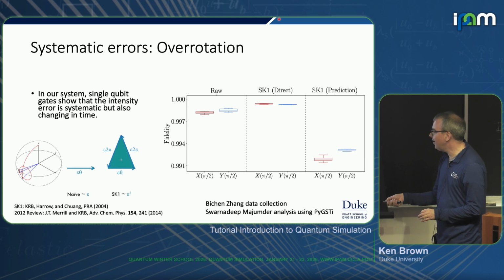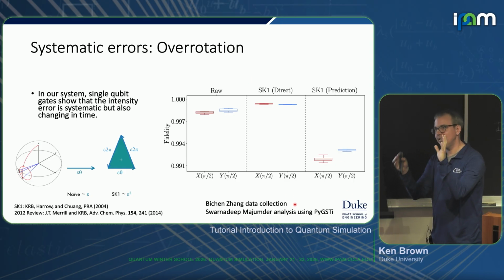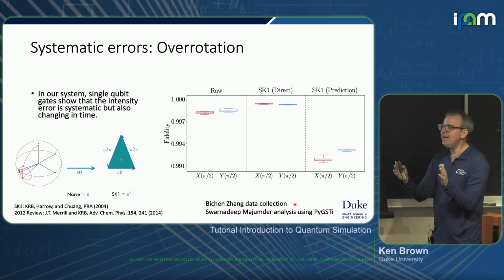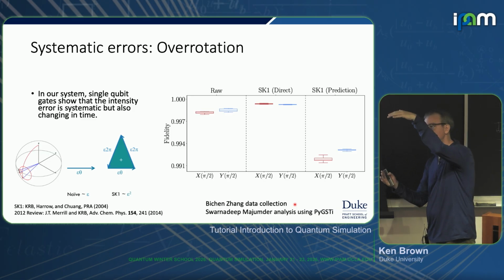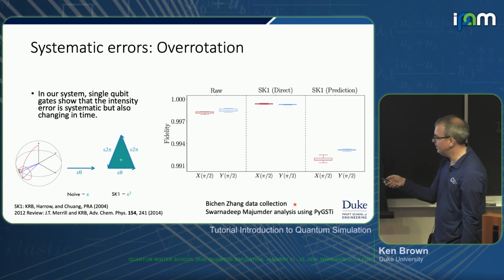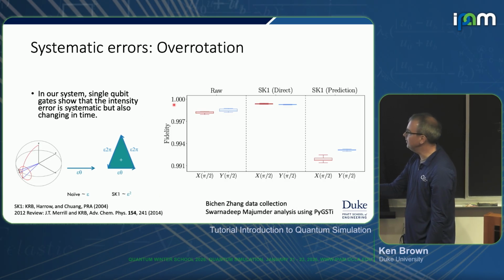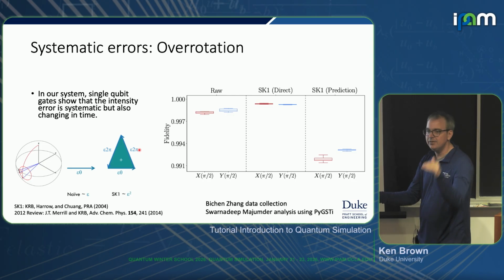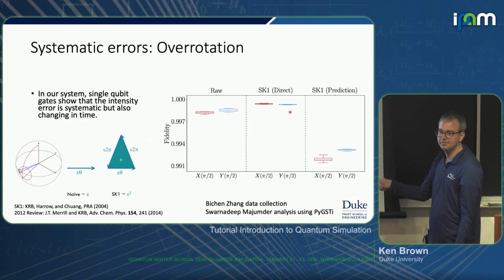And it's not a flaw of pigsty. It's that pigsty assumes the gate's the same the whole experiment. But in reality, the gate's slightly changing as the laser intensity is slowly moving in time. So as long as this sequence here is faster than that slow oscillation, you get this improvement.